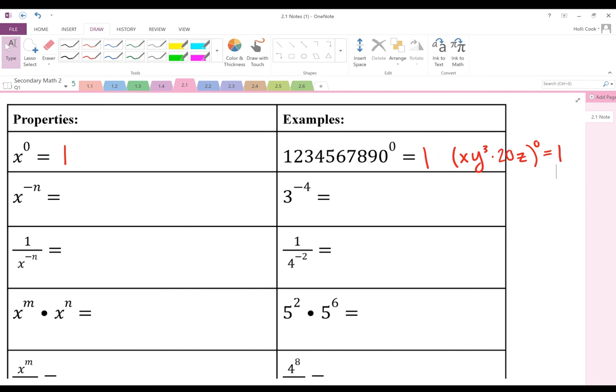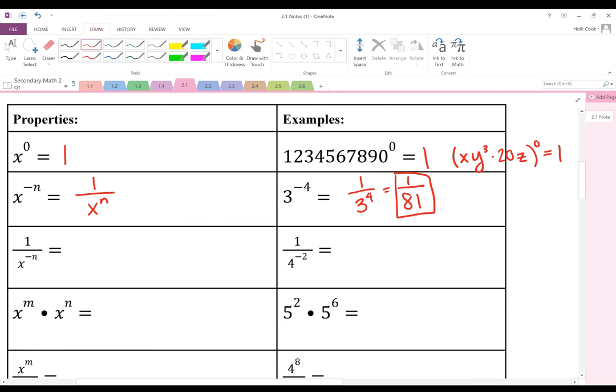Now our next property is with negative exponents. That negative sign means you need to jump over the fraction bar for it to turn positive. We're going to jump to the bottom, and then our exponent's going to turn positive. So in this example, we have 1 over 3 to the positive 4th power. We can type 3 to the 4th in our calculator, and 3 to the 4th is 81. So that would be our final answer.